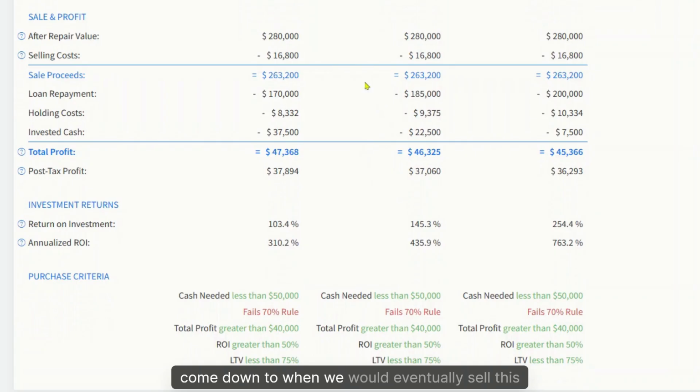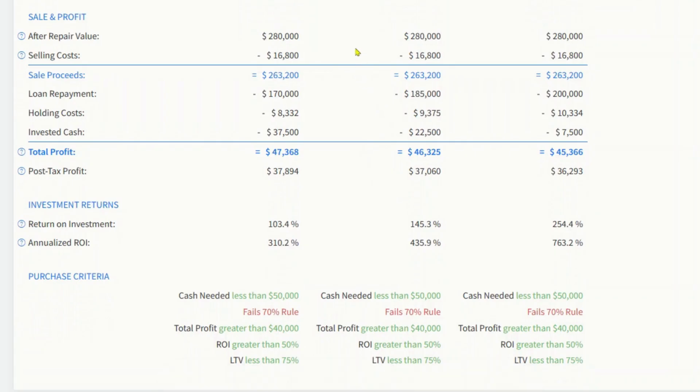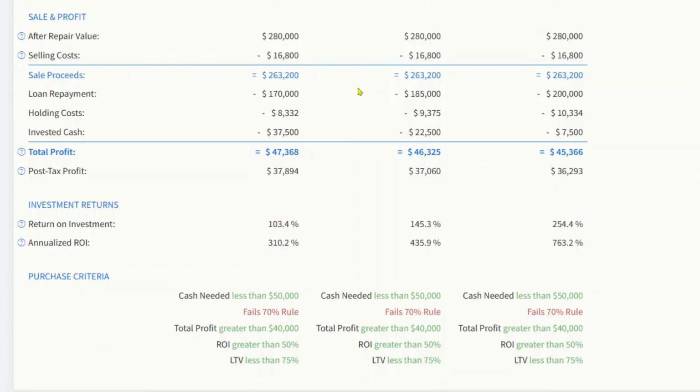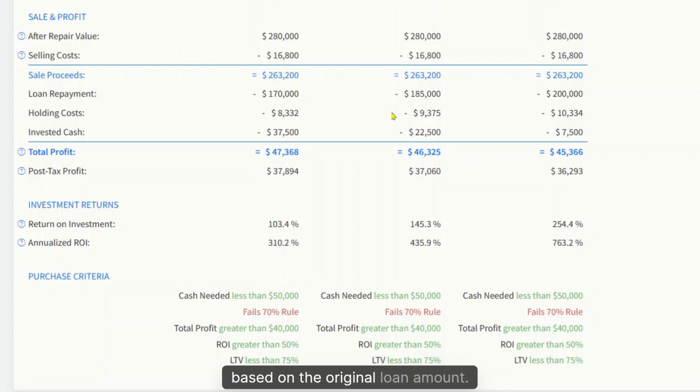Let's come down to when we would eventually sell this flip project. We're going to have the exact same selling costs. We're going to have the exact same sales proceeds off the 280 value. The loan repayments, of course, will be variable based on the original loan amount.